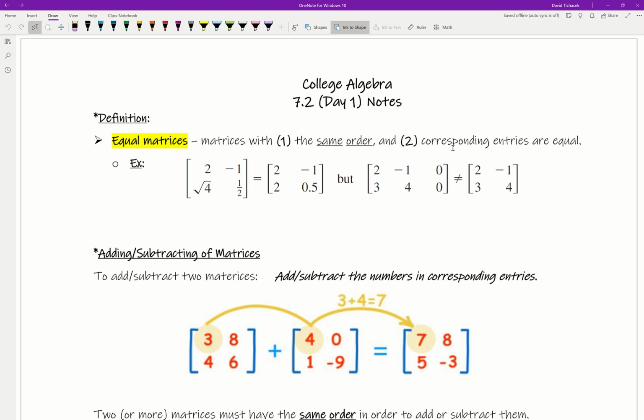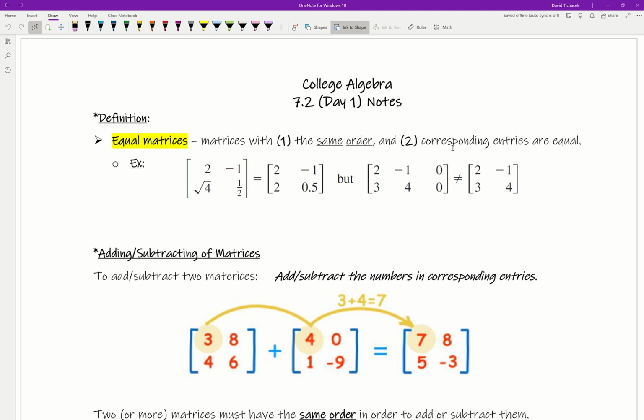Alright friends, welcome back. In this video we're going to start section 7.2. We'll take a day one for this, and we want to talk about how we can perform a couple of simple operations with matrices. If you didn't catch the 7.1 video where we talked about what a matrix is, you may want to catch that one before you continue to watch this one.